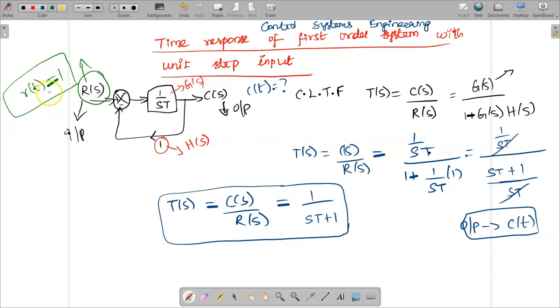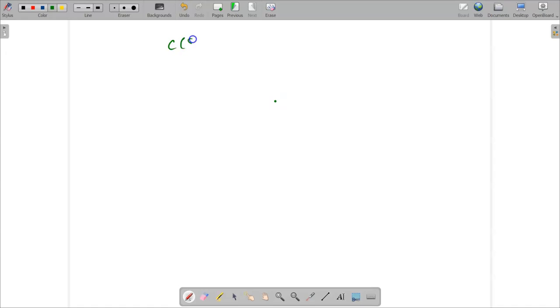So R of t is given, which is nothing but unit step input. From R of t I can find out what is R of s. Okay. So using those values I can easily determine what is C of s first, and then I can find out what is C of t, which is nothing but your time response. So again C of s by R of s, what we have determined, it is 1 by sT plus 1. Okay, either sT plus 1 or 1 plus sT, whatever it may be. Okay. So again given is unit step input.